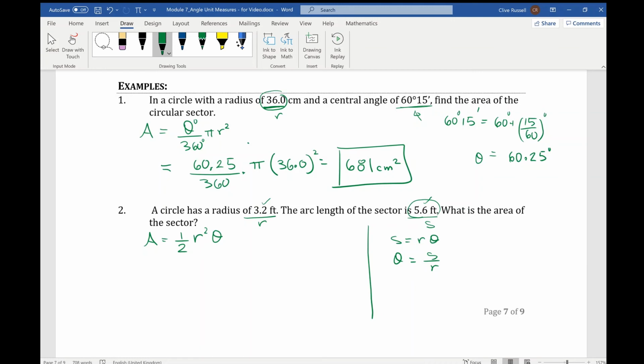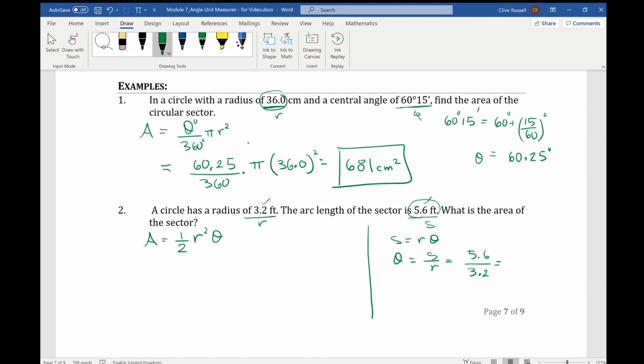We plug the value of s in, which is 5.6 divided by 3.2, and that works out to be, well, you plug this into your calculator.